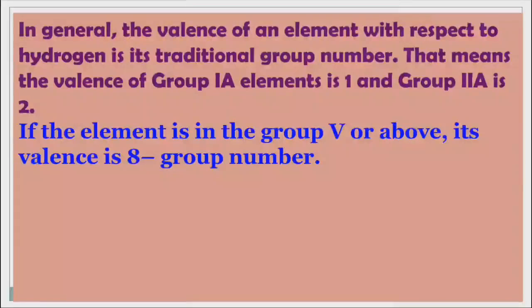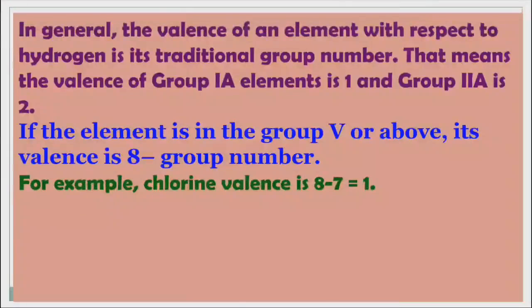For example, if the element is in 6th A group, then valence is equal to 8 minus 6, 2. If the element is in 7th A group, then valence is equal to 8 minus 7, which is 1. If the element is in 0 group or 8th A group, then valence is equal to 8 minus 8, 0. For example, chlorine belongs to 7th A group. So 8 minus 7 is equal to 1.